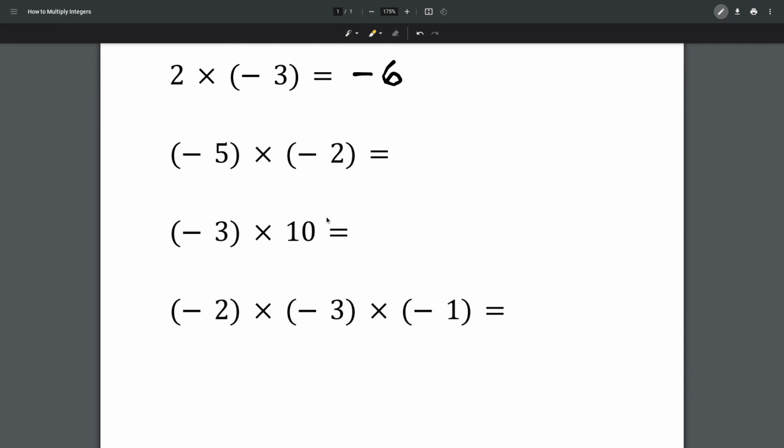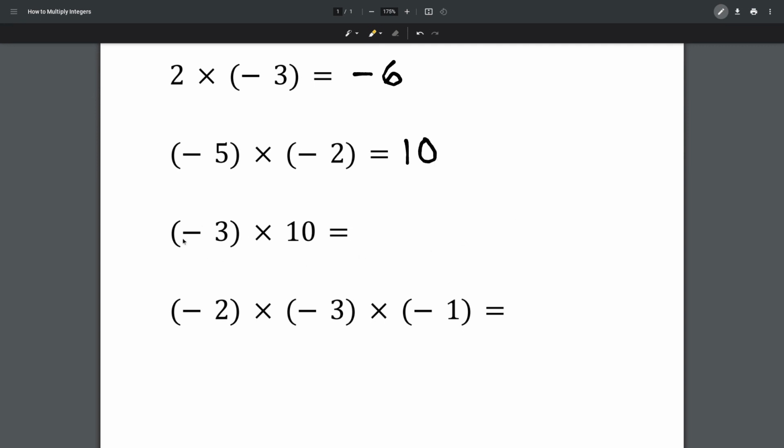Next one, we've got -5 times -2. So when you multiply a negative times a negative, you always get a positive. So a negative times a negative, positive. So 5 times 2 is 10. And because we're multiplying a negative by a negative, we're going to get positive 10.